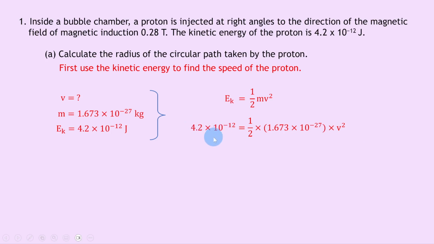And so doing the left hand side divided by a half times the mass of the proton will give you a value for v squared of 5.0 times 10 to the 15. And then to find v on its own we want to square root both sides, so we get v equals 7.1 times 10 to the 7 meters per second. So we now have the speed of the proton, but we want to calculate the radius, remember.